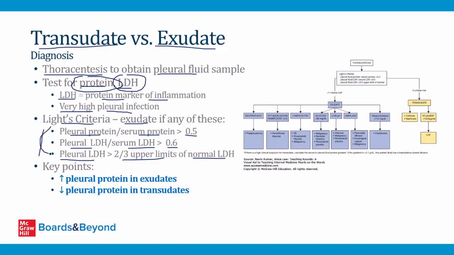And you can memorize these if you want to, but if you understand the difference between exudates and transudates, these are very easy to make sense of. Basically, if any of these are present, it means that there's a lot of protein in the pleural fluid.